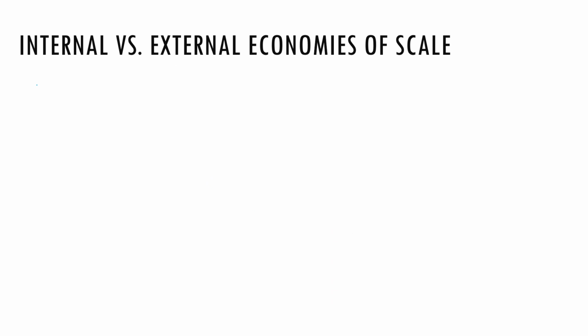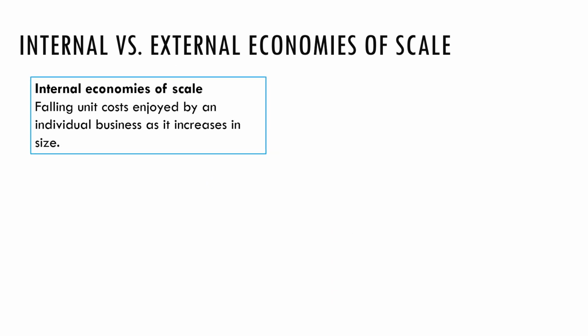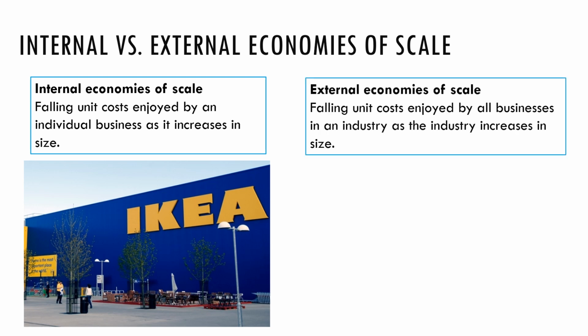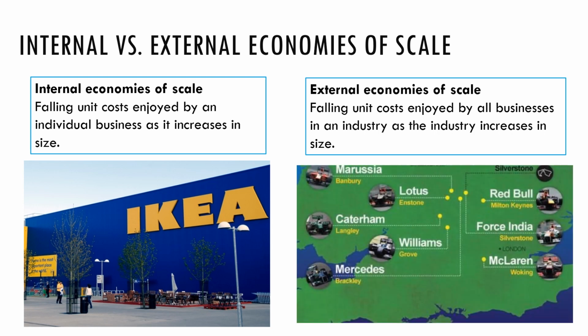Now we often talk about internal versus external economies of scale. Internal economies of scale are falling unit costs enjoyed by an individual business increasing in size. For example, if a business makes a much larger order for supplies, that's an example of purchasing internal economies of scale. External economies of scale are falling unit costs enjoyed by all the businesses in the industry as the industry increases in size. So for example, here is the Formula One industry in the south of the UK, and as this industry increases in size, the average cost of things like parts and supplies will decrease, and things like transport.